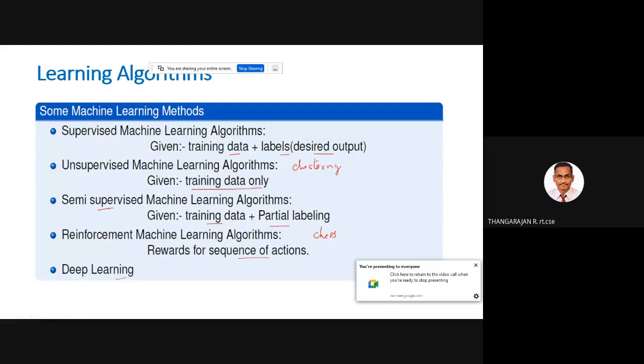So deep learning is actually about neural networks with deep hidden layers. In deep learning we employ different types of learning.